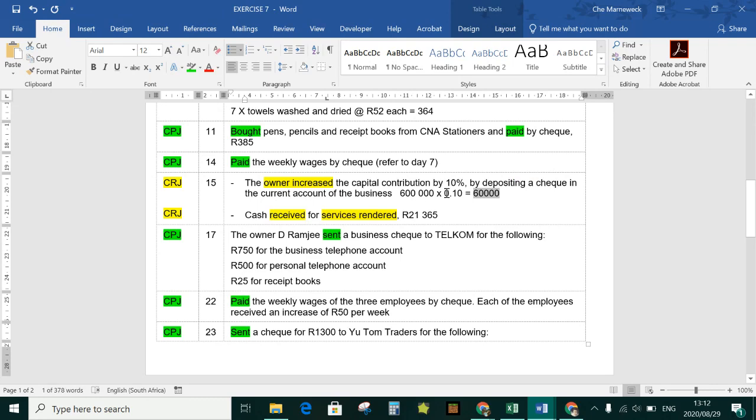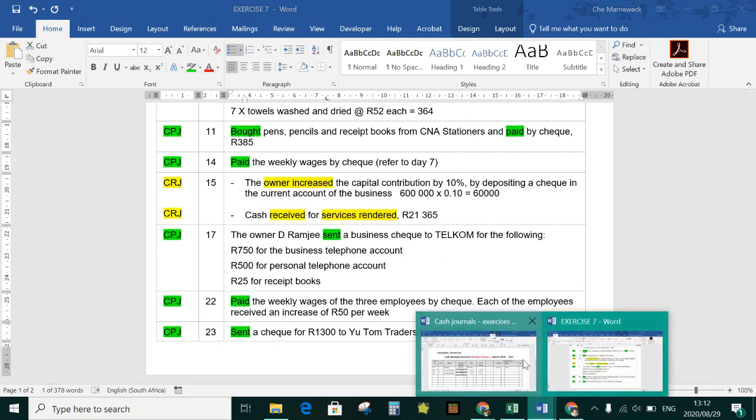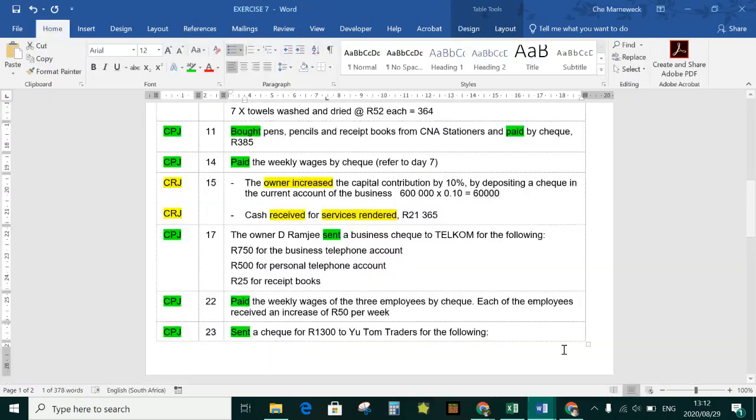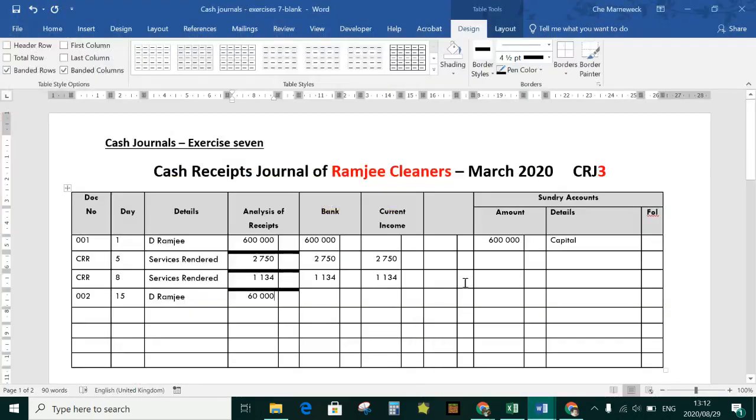The owner is putting that money in, so we're dealing with a receipt. After 001, mathematically will come 002. Day 15, we know the name of the owner, that's T. Ramji. They're depositing 60,000 Rand in the business. Capital. Do we receive more money on day 15? We have a look. Yes, we do. So we do not deposit the money into our bank account just yet. We're going to record this in Sundry accounts as capital.